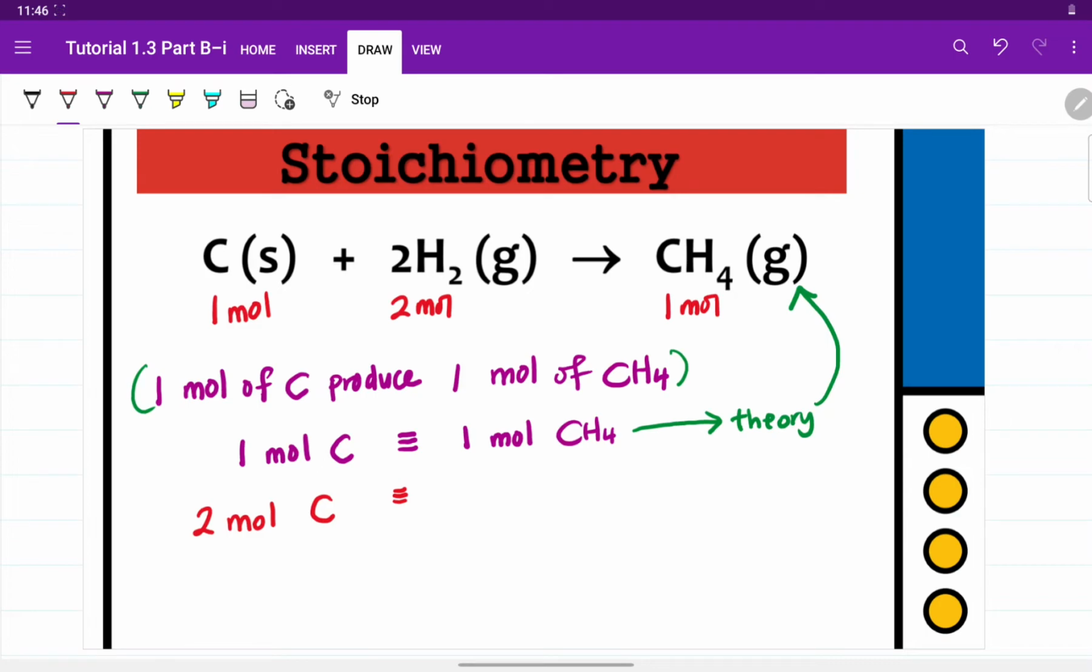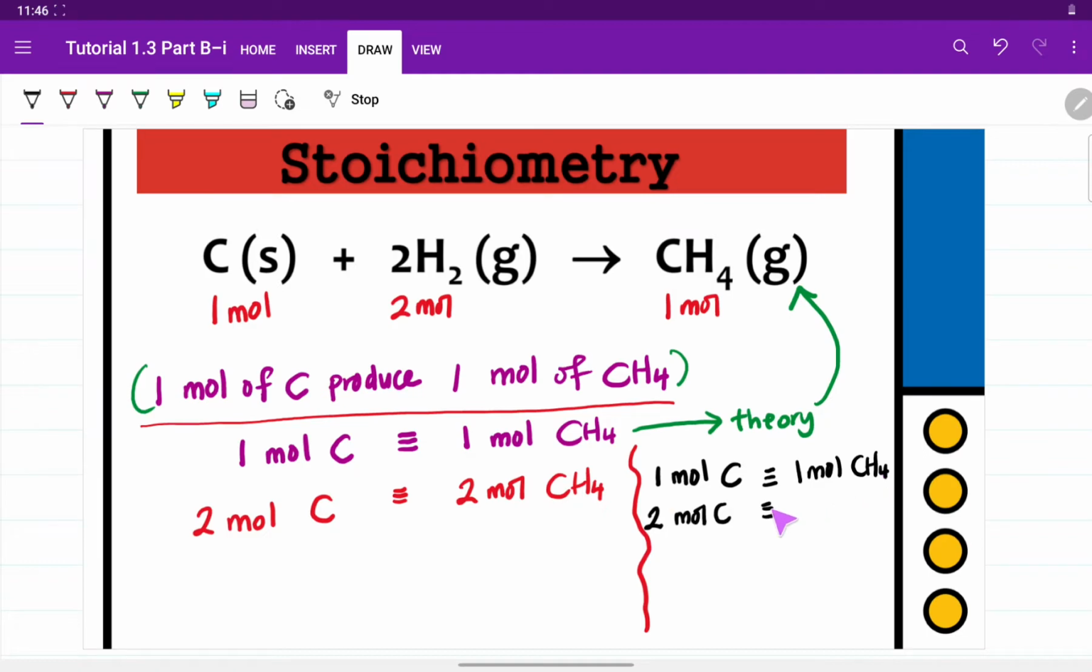Sekali imbas awak akan nampak dekat sini. Kalau 1 mole carbon akan produce 1 mole CH4, so kalau 2 mole carbon, obviously it will produce 2 moles of CH4. Ini yang paling senang lah awak akan nampak. Tapi saya nak tunjuk actually macam mana. Ini saya akan buat gambaran dalam bentuk seolah-olah dia adalah mathematical equation. So it's like this.